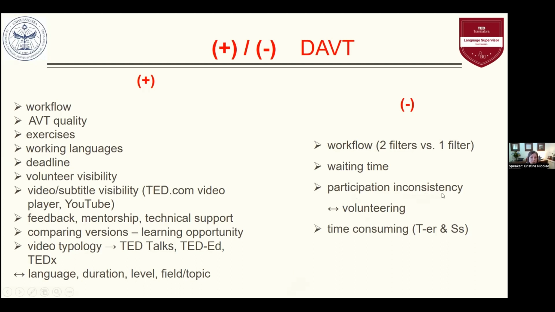There is participation inconsistency. So again, it's not a job, it's a volunteering task. You cannot force people to stick to the process here. And obviously it can be seen as time consuming for both teacher and students when it comes to subtitles, not to the other types of exercises.